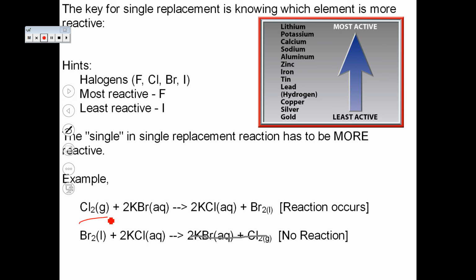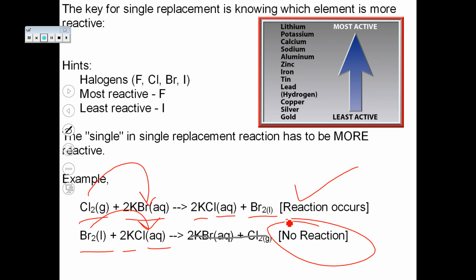So here we have chlorine plus KBr. The chlorine is going to try to replace the bromine. You look at the halogen list, chlorine is above bromine, and so the reaction will occur. You will have the potassium with the chlorine and the bromine, which is by itself. For bromine plus KCl, the bromine will try to replace the chlorine. Because bromine is below chlorine, this reaction will not occur.